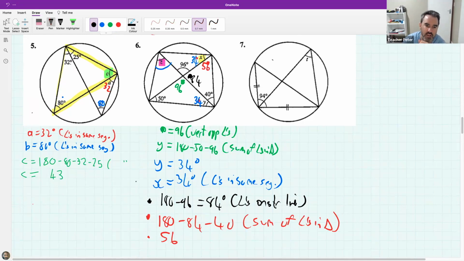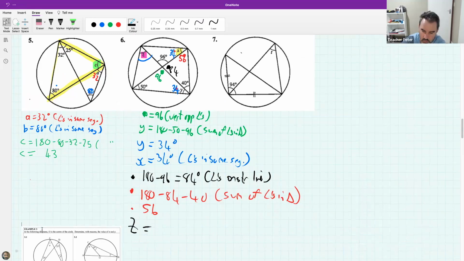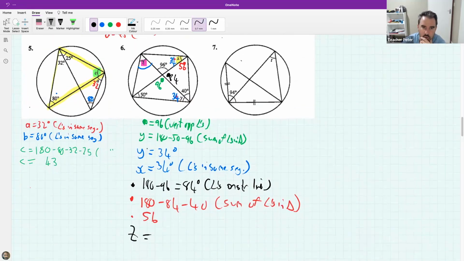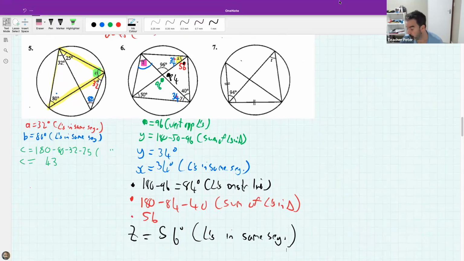Now, what is Z going to be? So the good news is now this is just angles in the same segment. So Z is 56, angles in same segment. And that is half time for us. I think we've done a lot.